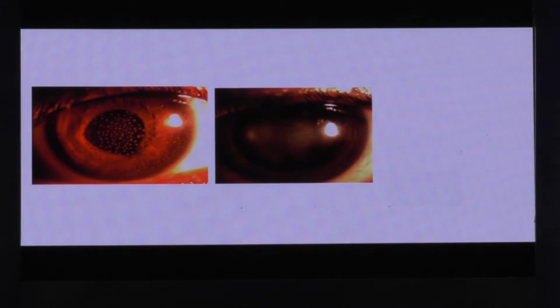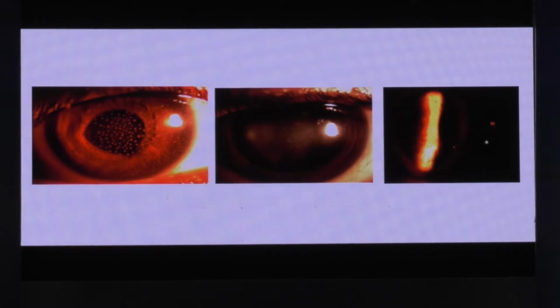This is another case, and if you see carefully, there's a lot of pigmented keratic precipitates, and these are all active. And if you look at the pupil, there is an iridoparesis. Or this is another case where you have a corneal involvement with keratic precipitates along the cornea.